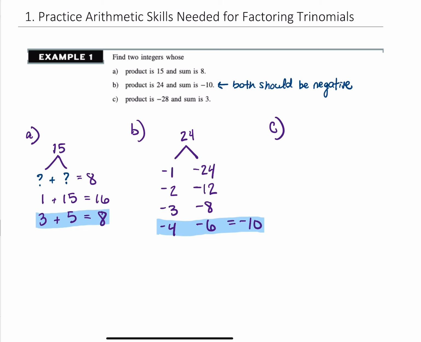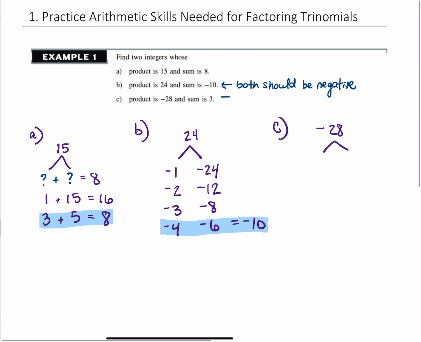Part C wants a product of negative 28, and the sum is positive 3. So I have a negative product and a positive sum. This means that one should be positive and one should be negative. So that when I multiply them, I get a negative number, but when I add them, I'll want the larger number to be positive so that the result is still positive.